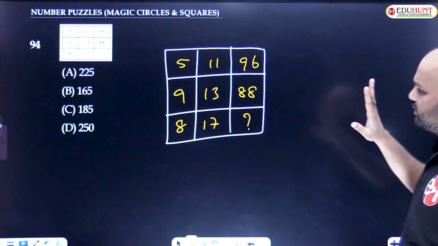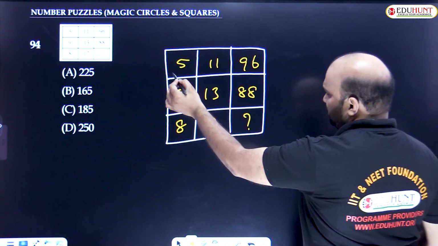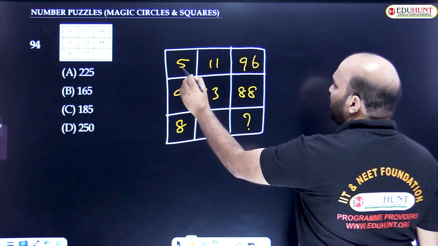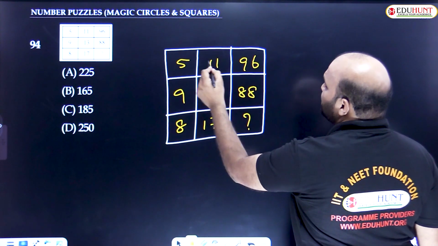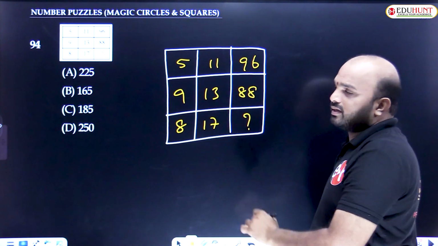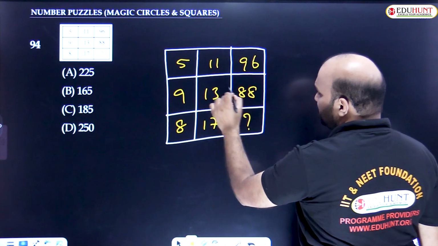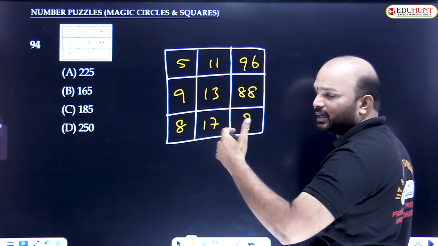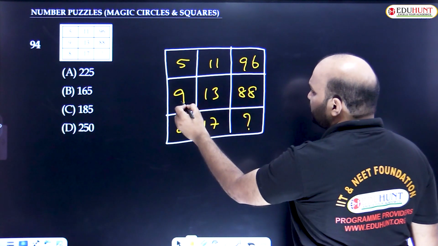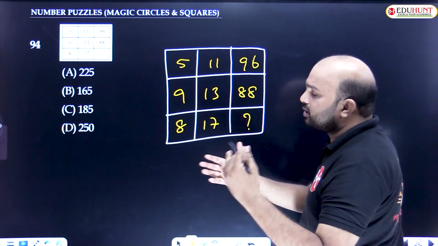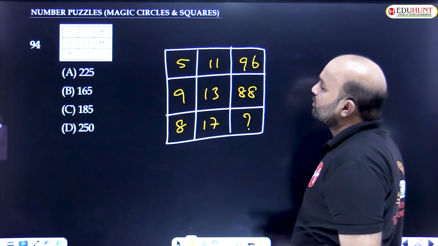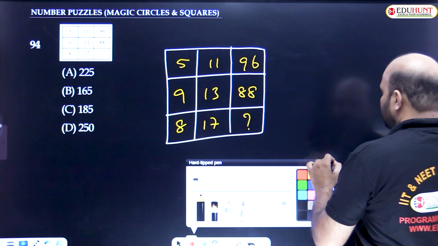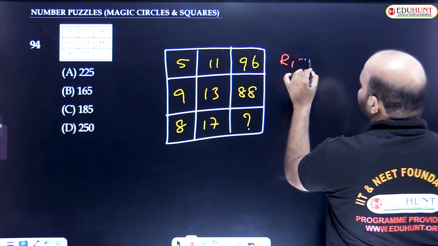So how will we get it? See clearly in row 1. Compared among the 3, 96 is the higher number. By using 5 and 11, how will we get 96? Here also, among the 3 numbers in row 2, 88 is the higher number. How will we get 88? By using 9 and 13. The same logic applies towards row 3.